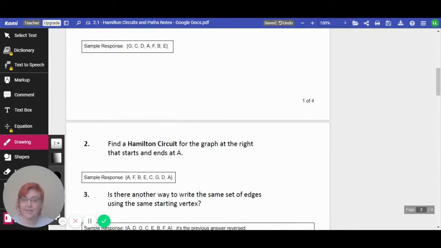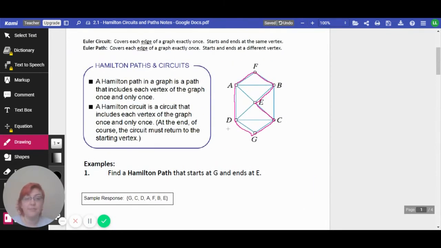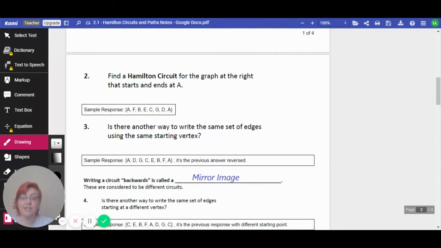All right. Is there another way to write the same set of edges using the same starting vertex? Well, absolutely. Instead of going A, F, B, E, C, G, D, A, I could go A, D, G, C, E, B, F, A. I could go backwards. And that is a concept that we call the mirror image. The mirror image occurs when we write a circuit backwards.